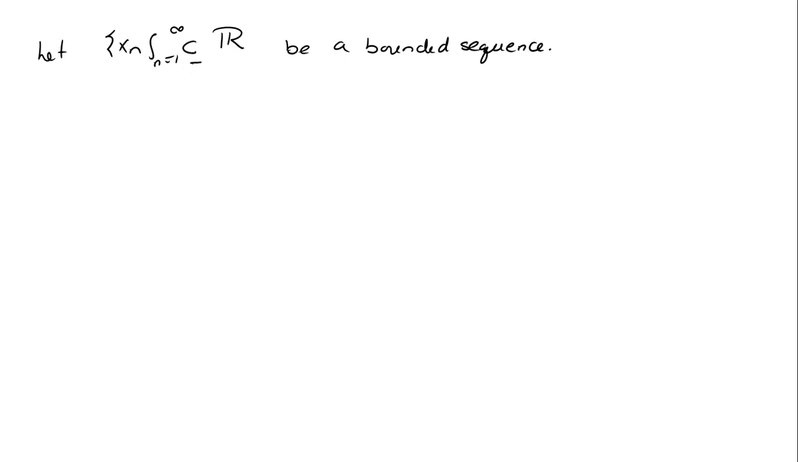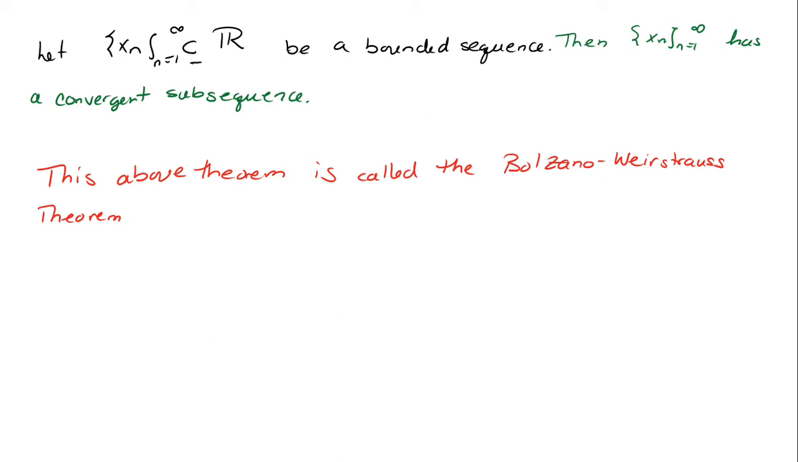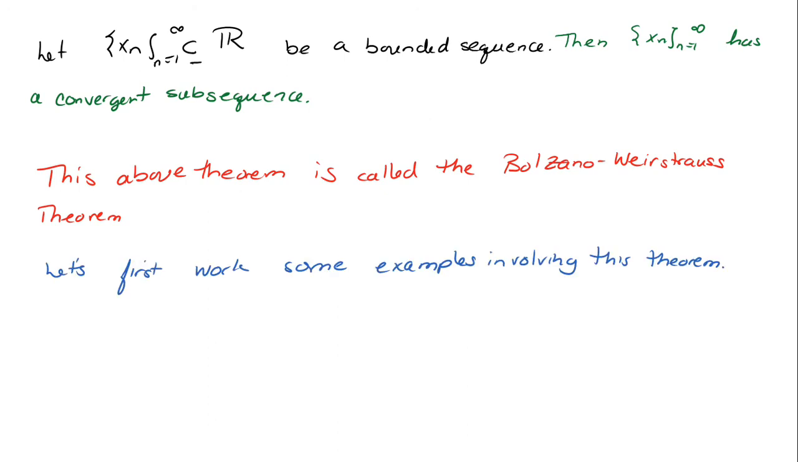So what Bolzano-Weierstrass says, which is one of my top 10 favorite theorems, I wonder if I actually do have 10, might have more than 10, but it's in my top 10 for sure. If I have a bounded sequence of real numbers, then Bolzano-Weierstrass says that I have a convergent subsequence. That theorem is called Bolzano-Weierstrass.